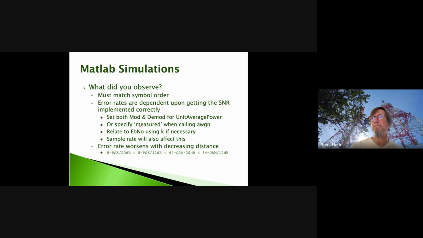Or you can specify measured when calling the AWGN function. As I chatted a little bit about on Tuesday, this function will then measure the average power of the input signal, and then synthesize noise according to the specified signal noise ratio and that measured power. So it can calculate exactly how much noise to add. And then we can relate to EbNo using K if necessary.